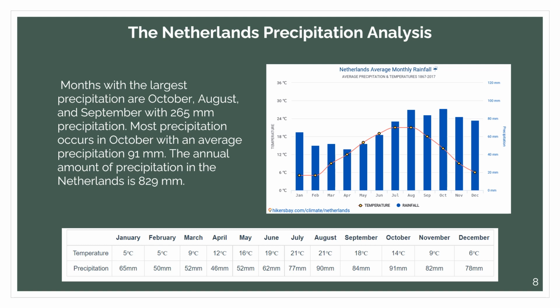Netherlands precipitation analysis. The months with the largest precipitation are October, August, and September with 265 mm of precipitation. Most of it occurs in October with an average of 91 mm. The annual amount of precipitation in the Netherlands is 829 mm.